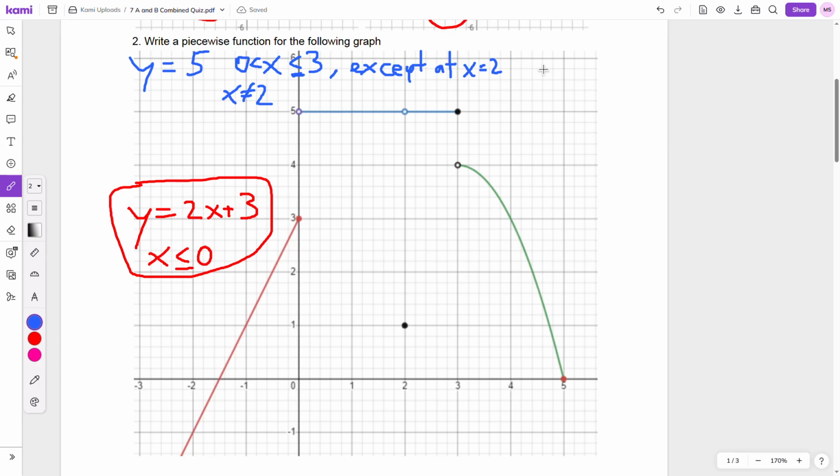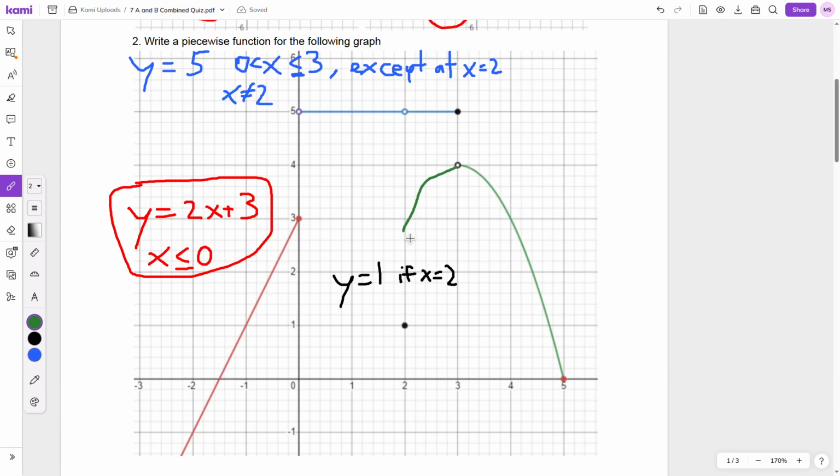And that's a restriction in the domain that lets us realize that there's a hole. So about that hole, it's down here, and this is also simply y equals 1 if x equals 2. Next, we have the green part. This is clearly a parabola.